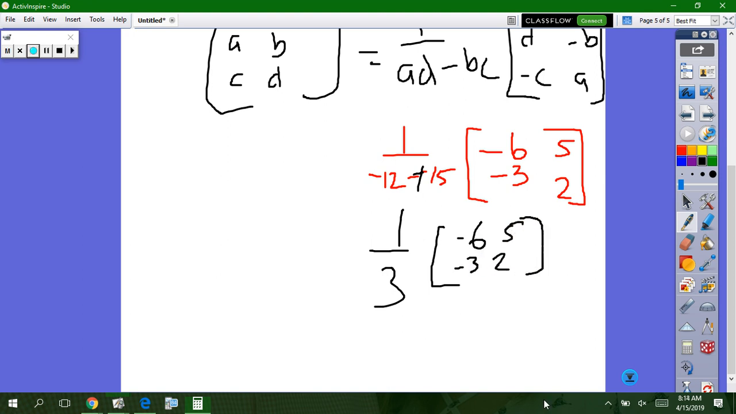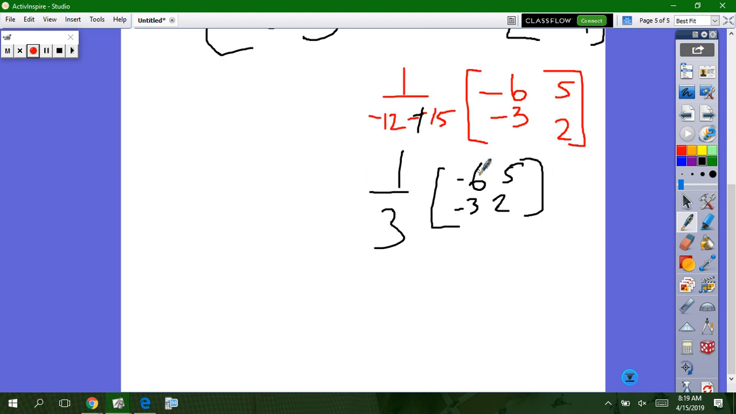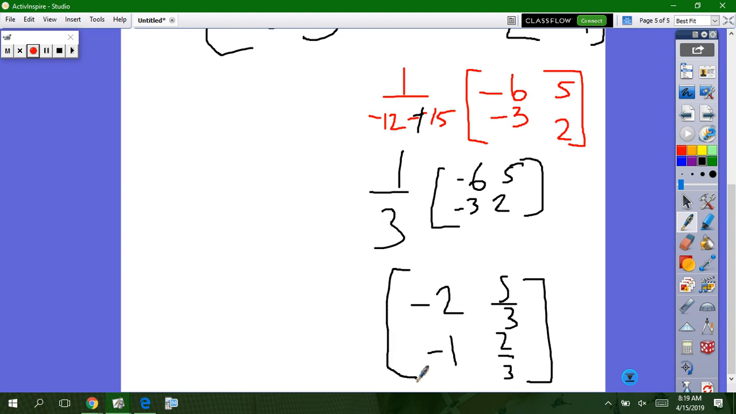Then notice that's just a scalar, so I'm going to multiply it in. What's a third of negative 6? Negative 2. A third of 5? 5 thirds. A third of negative 3? Negative 1. A third of 2? 2 thirds. Is that the same inverse that I had before? It is, isn't it? Yes. I could look back. Anybody saying yes with me? It is? Thank you. Okay.